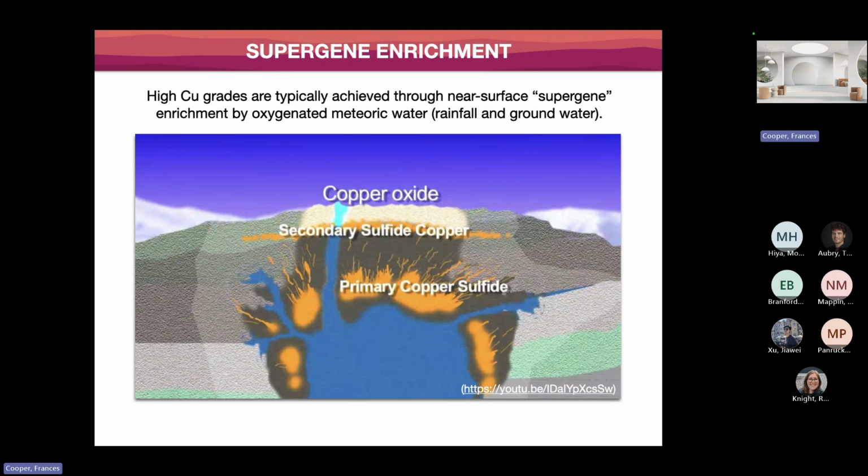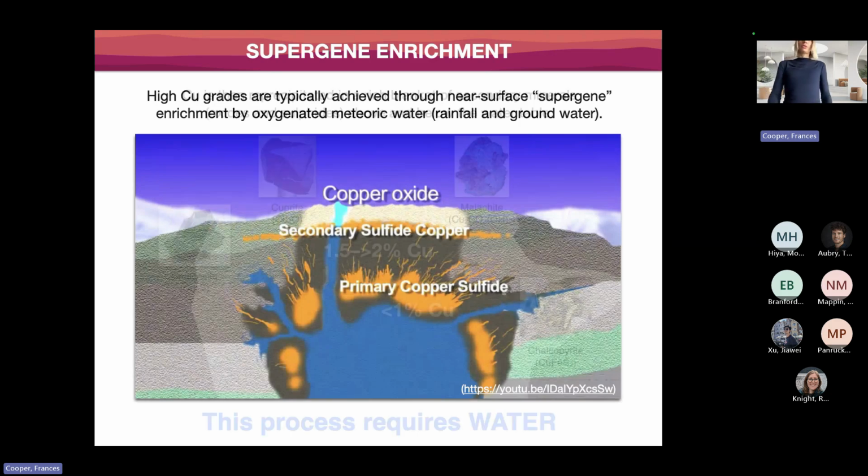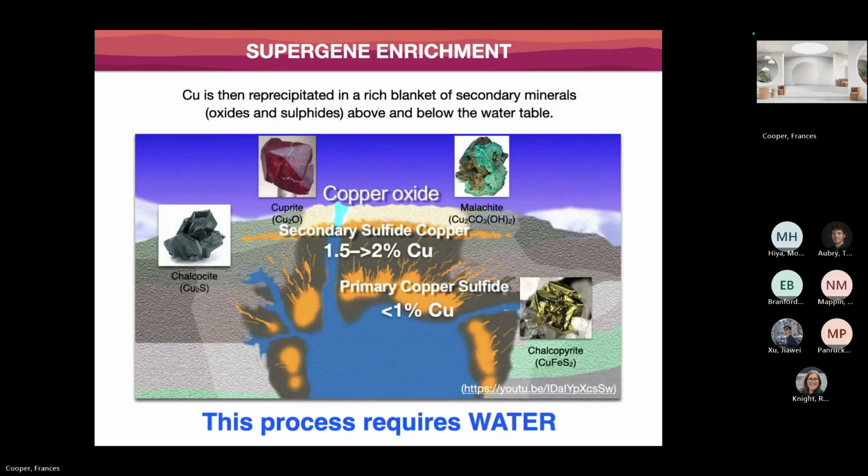And the other nice thing about that is that it's in a nice condensed zone. You can imagine if you're a mining company, it's all in one fairly flat zone. And the reason that it tends to stop and form in this kind of blanket is it's controlled by the position of the water table. So these are the kind of minerals that we would see.